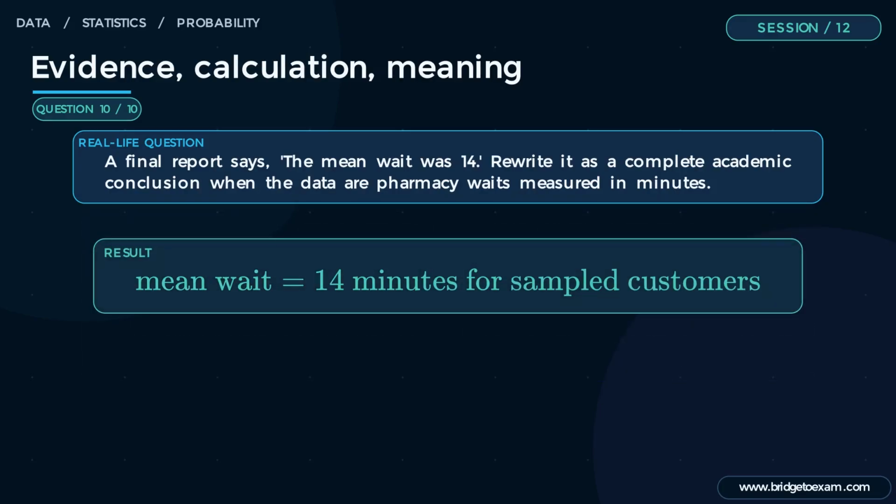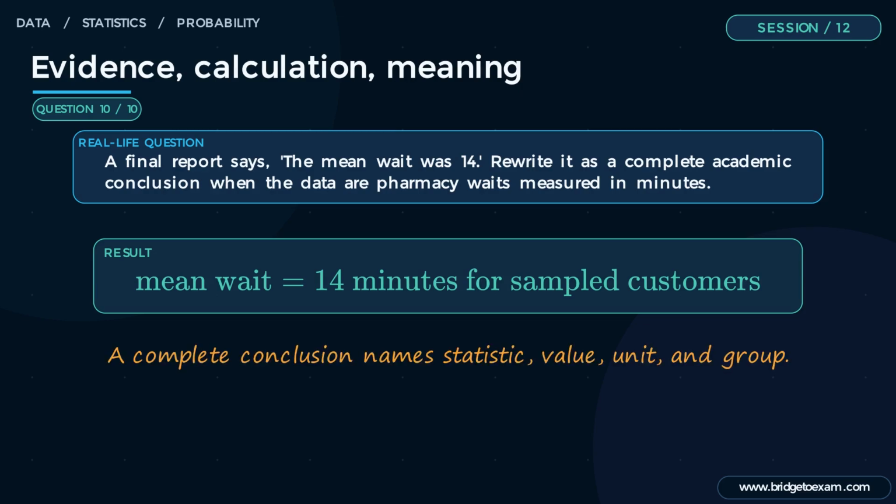Quick check. The revised sentence tells a reader what 14 measures and to whom it applies. This matters in real life because clear conclusions turn calculator output into usable evidence for service decisions.